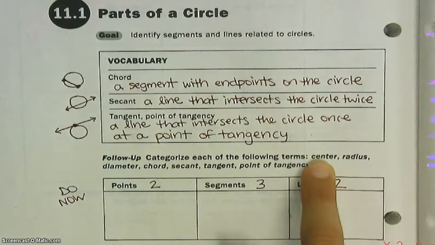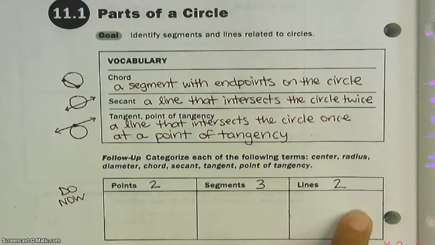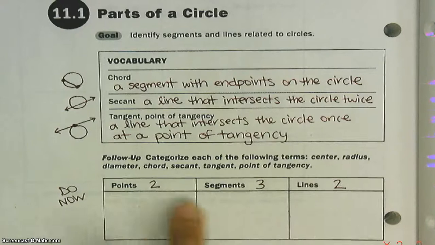So think about the center. Is the center a point, a segment, or a line? Then ask yourself, what about the radius? Is it a point, a segment, or a line?